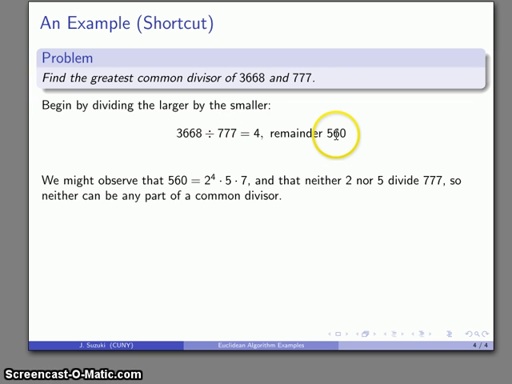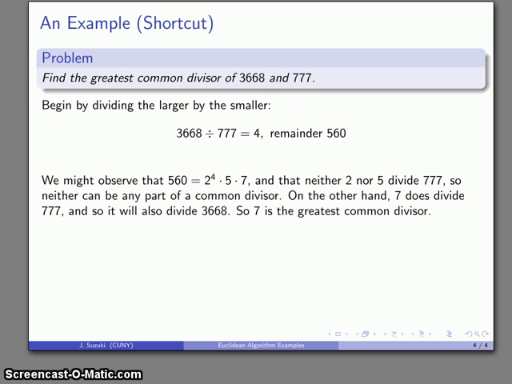It divides 560, and so it has to divide 3,668. And again, the candidates for the common divisor are things that divide any of the remainders, and 7 is the largest of the candidates that will also divide the two originals. So that tells me that 7 is going to be the greatest common divisor.